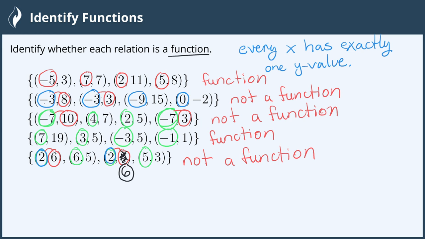We've identified all of the functions here for each of these relations, and now we're all done.